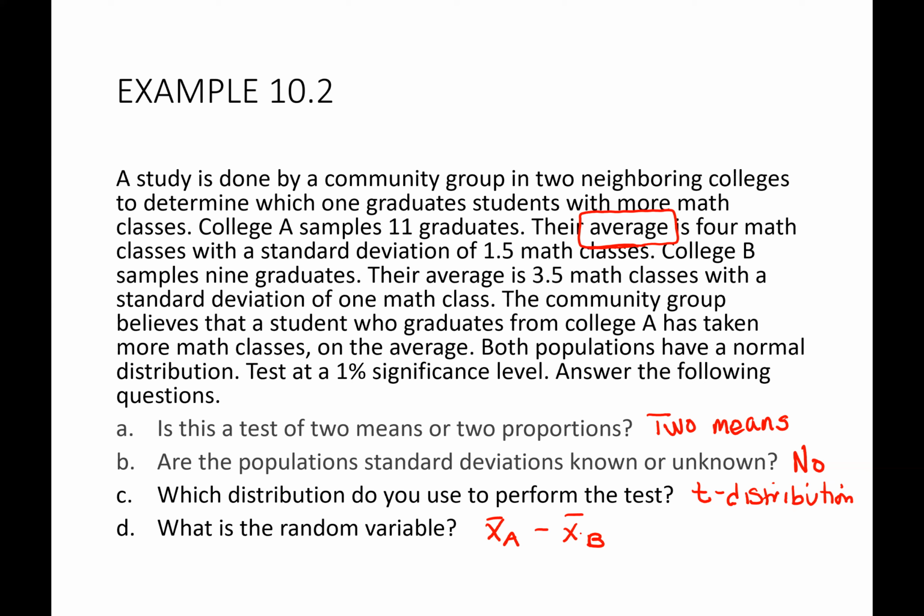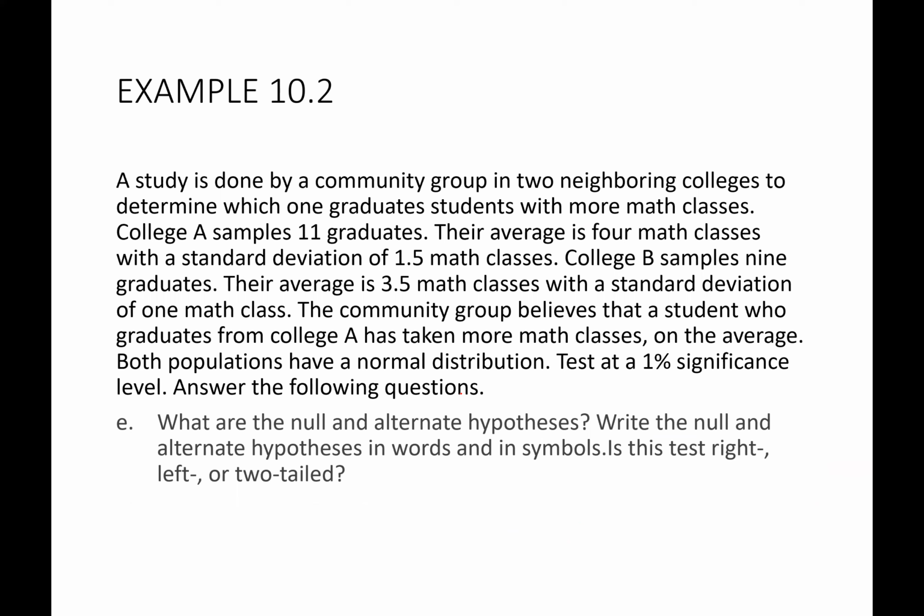Okay, so now we need to write the null hypothesis, the alternative hypothesis, and conduct the test. Conducting the test is a simple matter of plugging it into your calculator. Okay, so what are our null and alternate hypothesis? So what do they say? A community group believes, right here, that a student who graduates from College A has taken more math classes on the average. So their claim is that the average from College A is bigger than the average from College B.